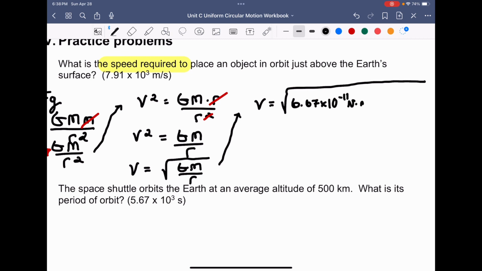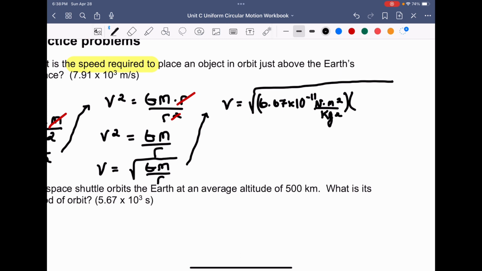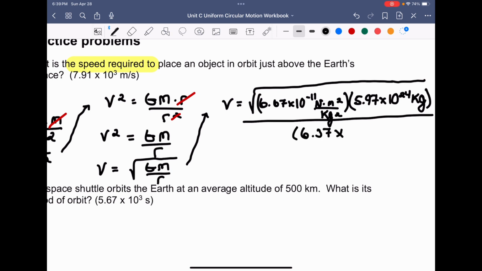This is going to be newtons times meters squared divided by kg squared. Again, this constant is on the back of your formula sheet. I'm going to include that all in brackets. I'm going to multiply the mass of Earth, which is 5.97 times 10 to the power of 24, and this is kilograms. There we go. And now I'm going to divide this all by the radius of Earth, which is 6.37 times 10 to the power of 6 meters in brackets. There we go. Now, what I'm going to find is that the speed is equal to 7.91 times 10 to the power of 3 meters per second.